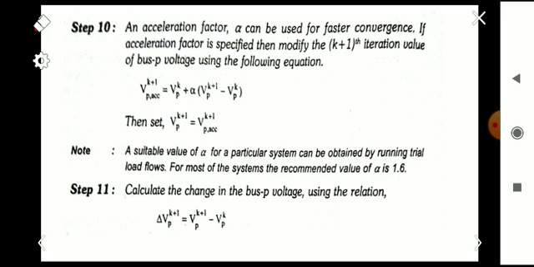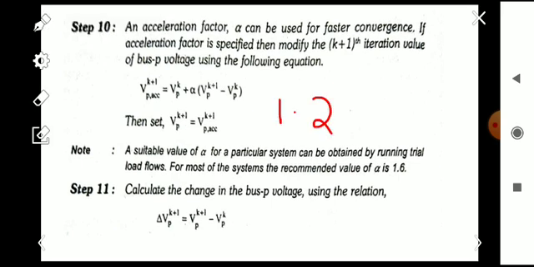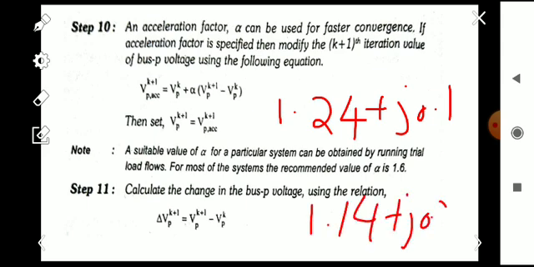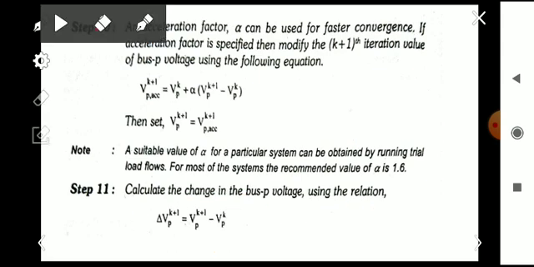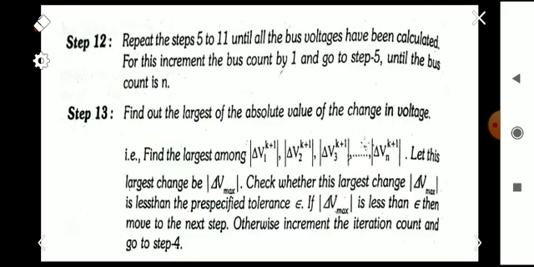So step 11, calculate the change in bus voltages using the relation. After finding this Vp^(k+1), if it is 1.24 plus j0.1, and Vp^k, which we have already found initially, is 1.14 plus j0.2, we have to find the difference. That is delta Vp^(k+1). That is step 11.